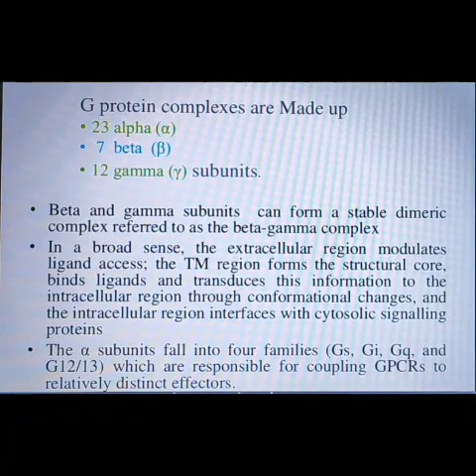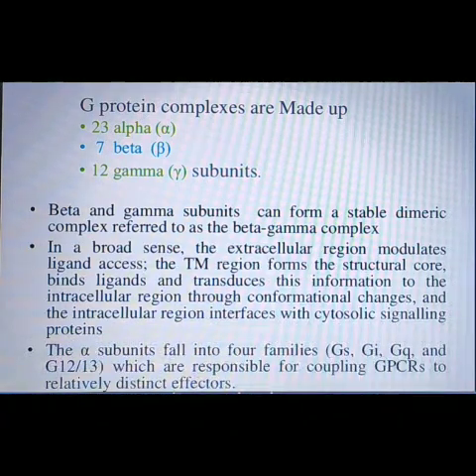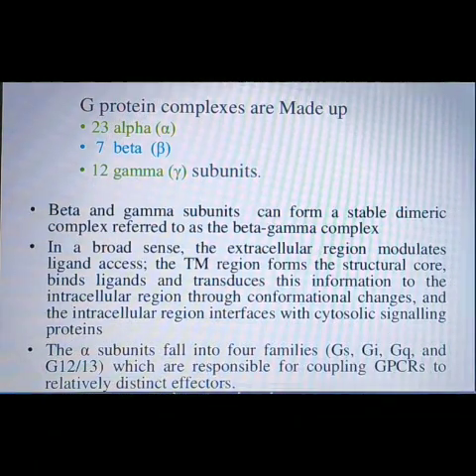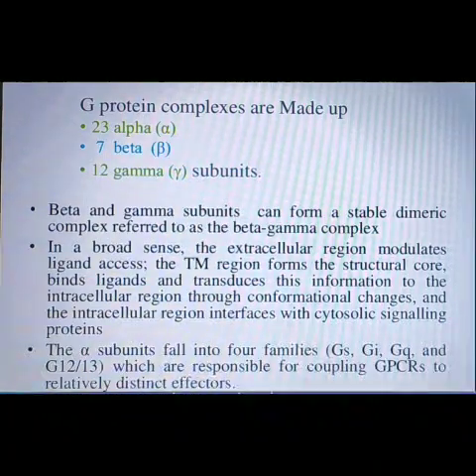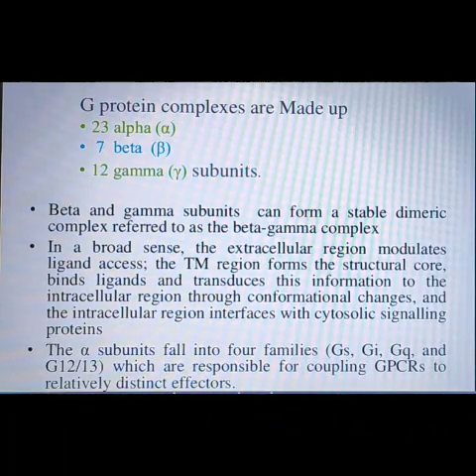G protein complexes are made of 23 alpha, 7 beta and 12 gamma subunits. These are the 3 types of subunits involved in the G protein complex. Beta and gamma subunits form a stable dimeric complex referred to as the beta gamma complex.